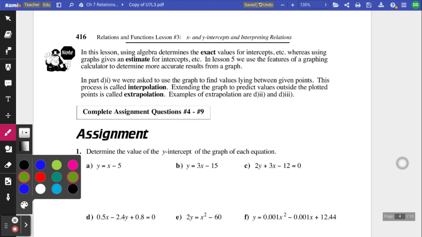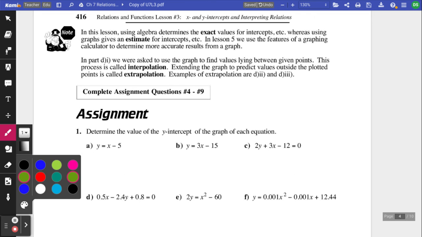Okay, so in this lesson, you need to know this. This is the stop sign guy, and he's important. It says using algebra determines the exact values for the intercepts, whereas using graphs gives an estimate. In lesson 5, we'll use the features of a graphing calculator, but for right now, okay, we want to use your equations to find the exact.